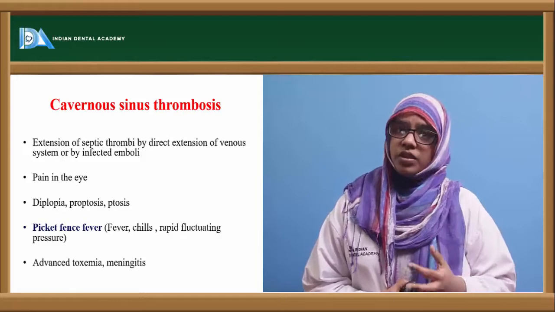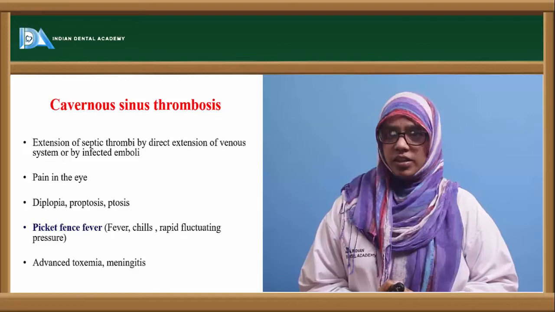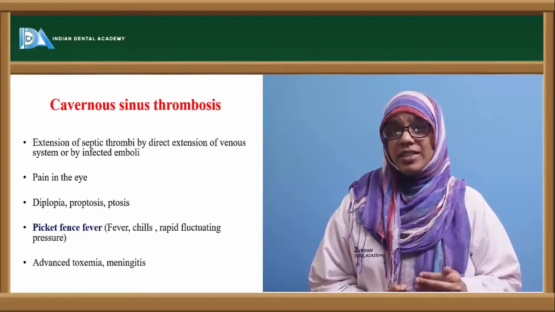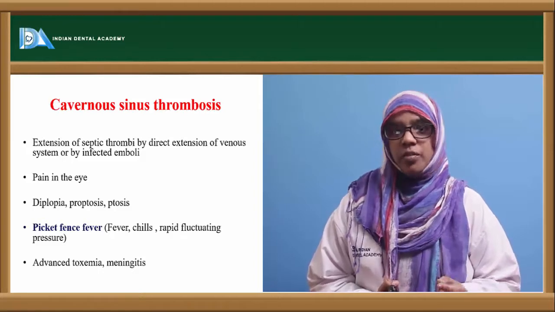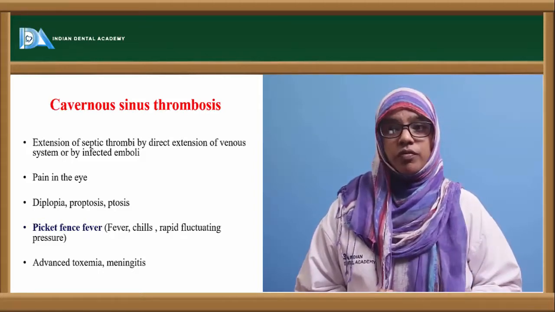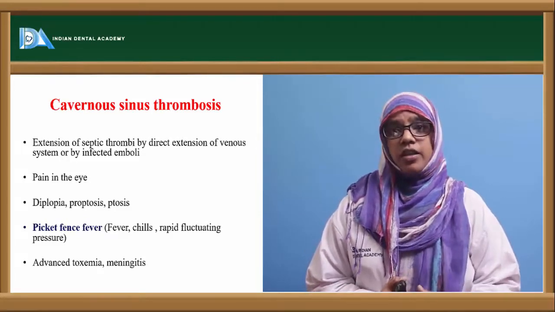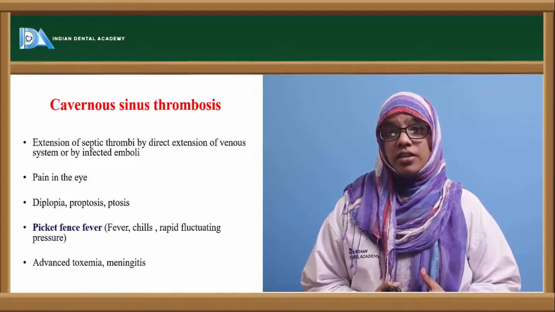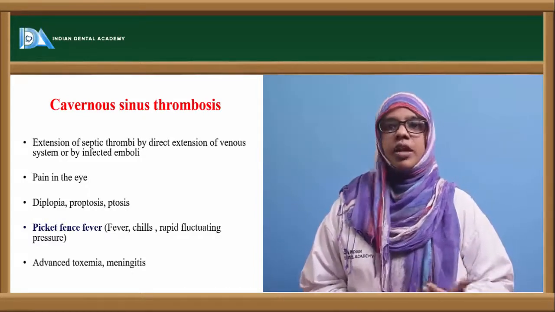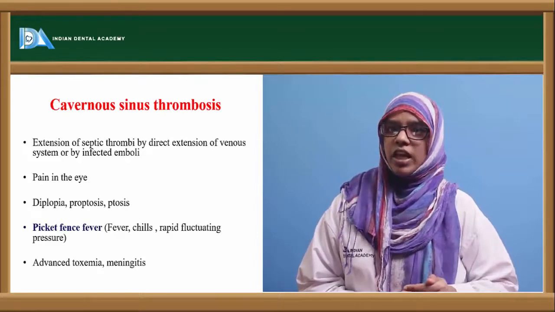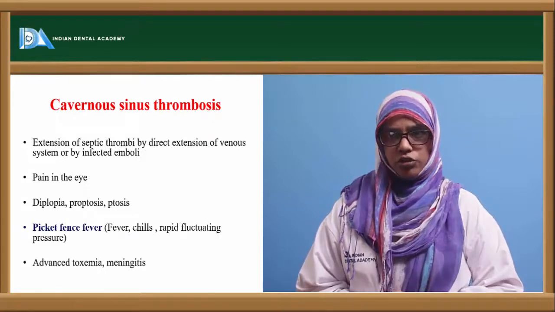Now this occurs because of extension of a septic thrombus into the cavernous sinus through the venous system. It classically presents with pain in the eye, diplopia, proptosis and ptosis. Picket fence fever, which is nothing but fever with chills and rapid fluctuation in blood pressure. If it is not treated, it can result in toxemia and meningitis. Treatment is antibiotic therapy and heparinization. Heparinization will help to eliminate the clot in the cavernous sinus and prevent the condition.